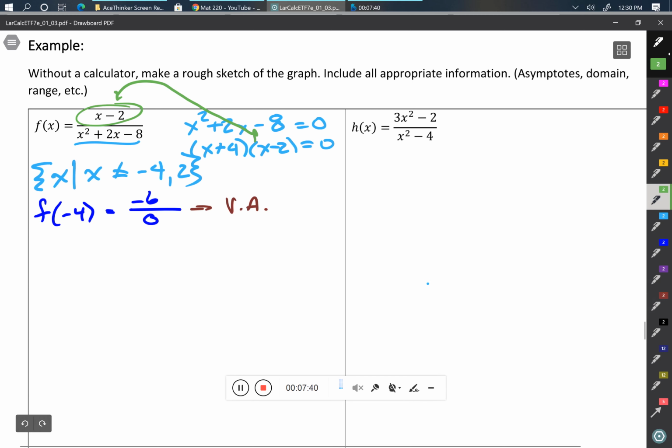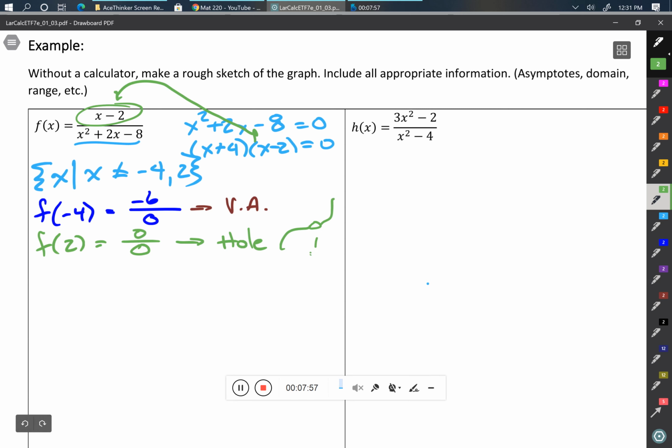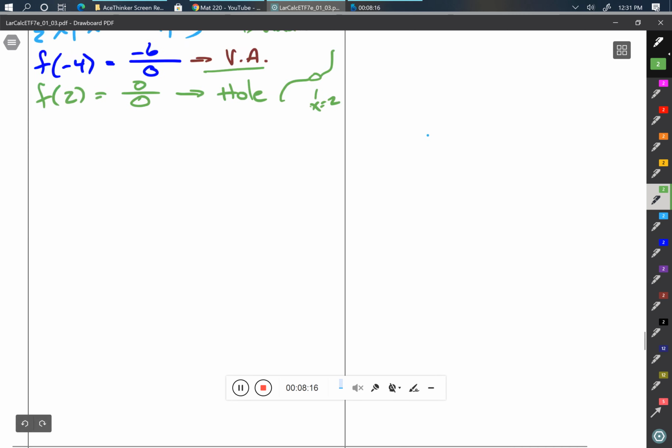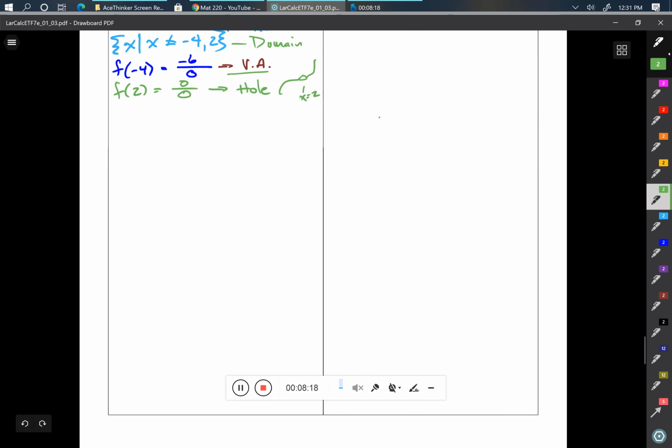If I attempt to evaluate at 2, I get a 0 in the numerator and a 0 in the denominator. What does that tell me? Well, that tells me I have a hole in my graph. My graph is going to, and then boop, and then whoop, and that hole right there is going to be at x equals 2. Right. Okay, so asymptotes, domains, ranges. Okay, I've got my domain, so that's good. I know I've got a vertical asymptote at negative 4, so I should be able to start putting this together and make a sketch of this.